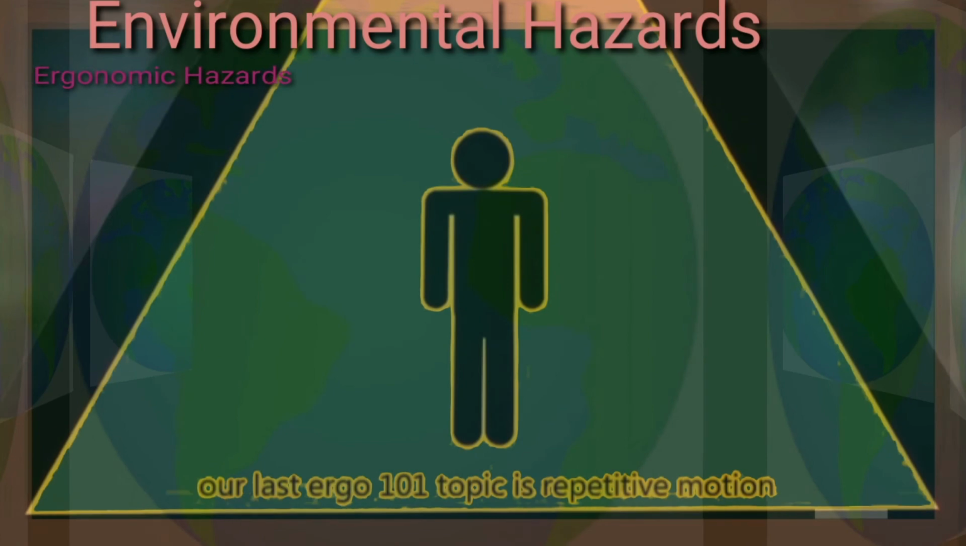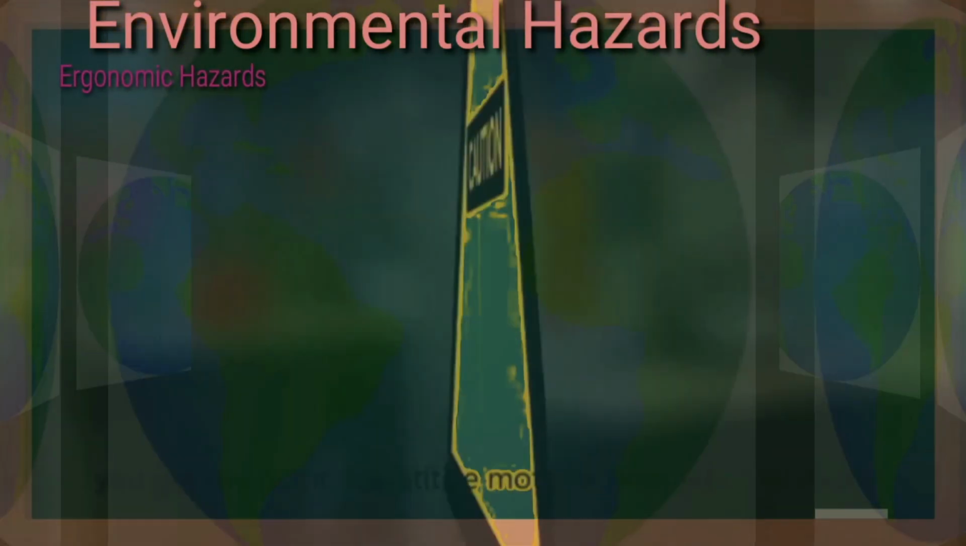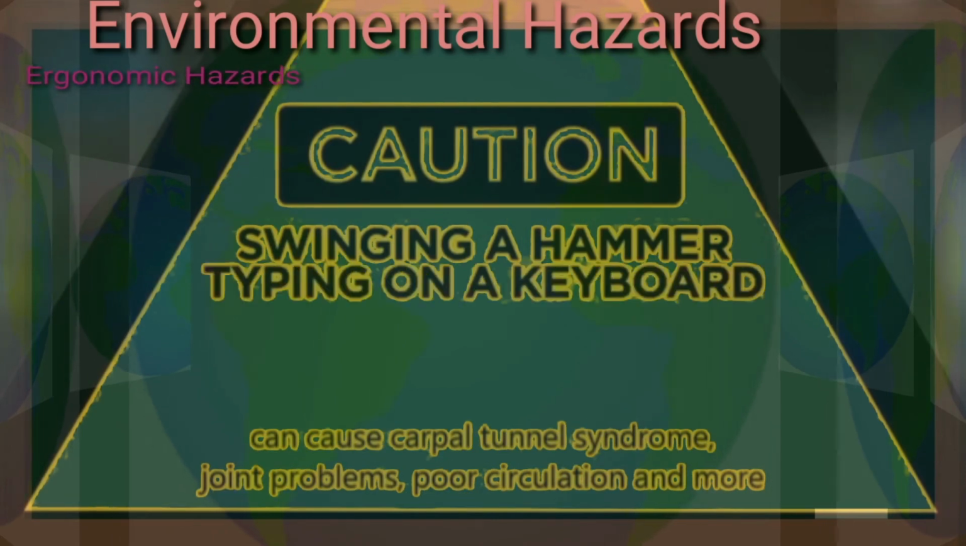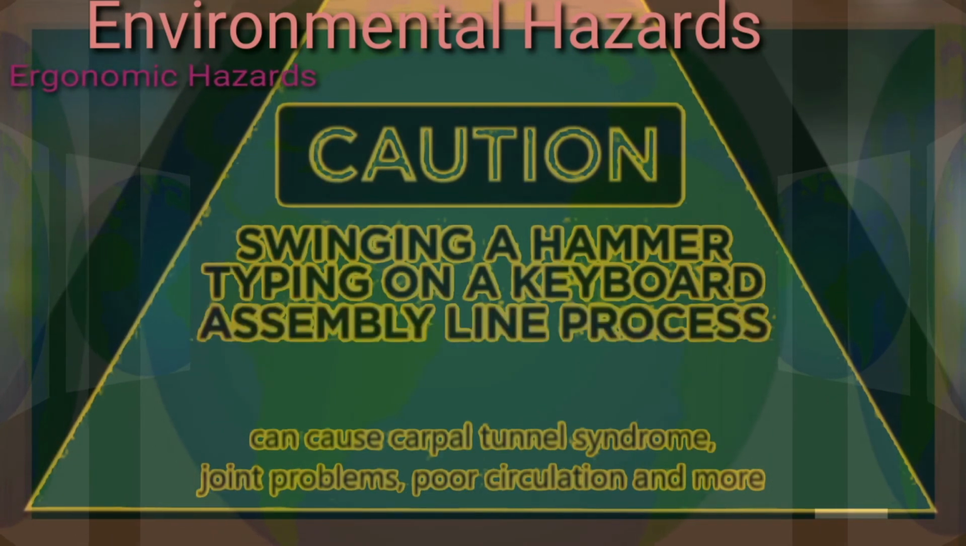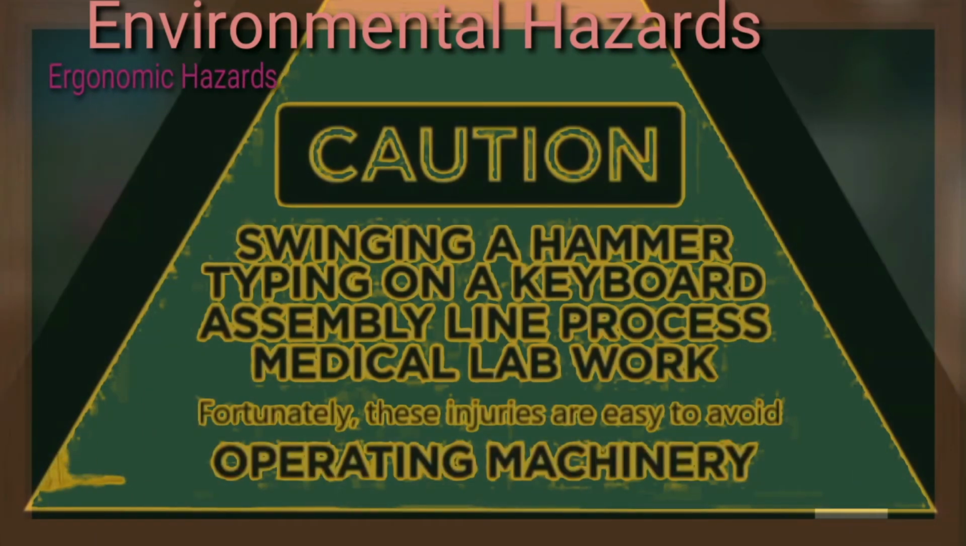Our last Ergo 101 topic is repetitive motion. Doing the same task over and over and over. Well, you get the point. Repetitive motions from jobs like these can cause carpal tunnel syndrome, joint problems, poor circulation, and more. Fortunately, these injuries are easy to avoid.